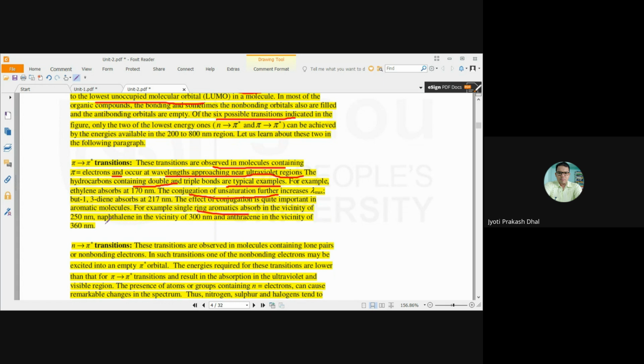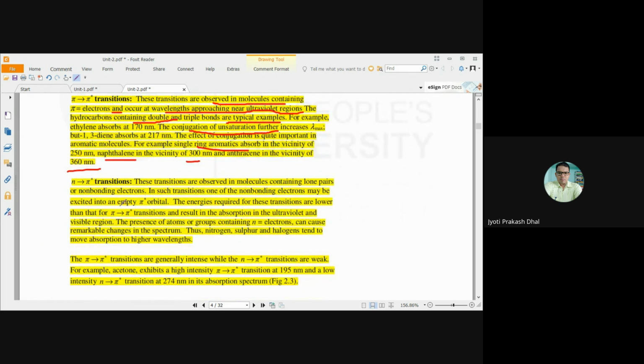And if you consider naphthalene, that means two fused benzene rings, it will absorb at 300 nanometer. And in case of anthracene, that is three fused benzene rings, it will absorb at 360 nanometer. That means if pi conjugation increases, the substance will absorb at a longer wavelength.